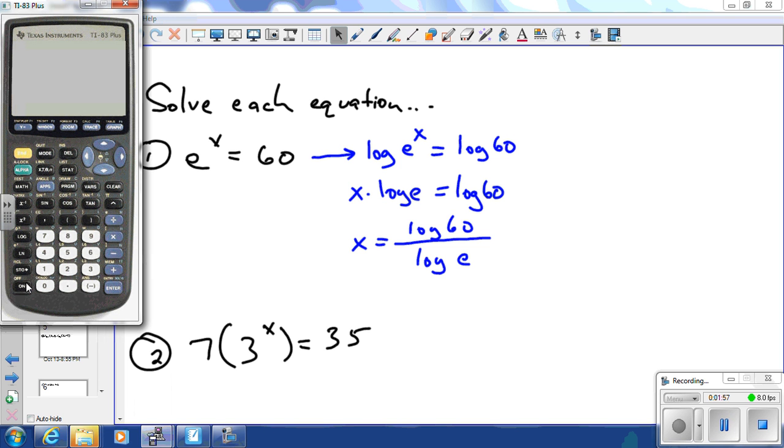So I need to do log 60 divided by log e. To get e, I have to enter it as e to the first power on this calculator. We got about 4.09.